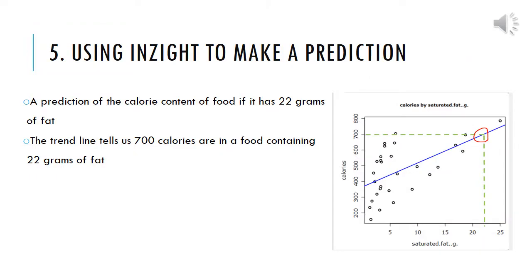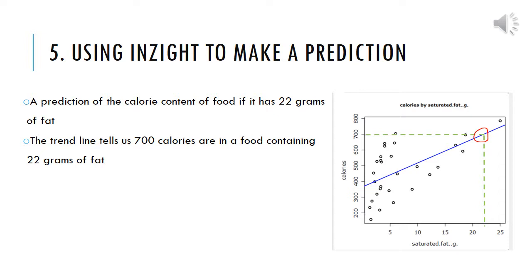A trend line fitted to your scatter plot models the relationship between the variables. You can use the trend line to make predictions. For example, using the trend line in the above graph, let us make a prediction about the calorie content of food based on its fat content. The green dashed lines are drawn from the X value up to the trend line and then across to the Y value. In this case, the X value is 22 grams of fat, and our trend line predicts that there are 700 calories in a food with that much fat.